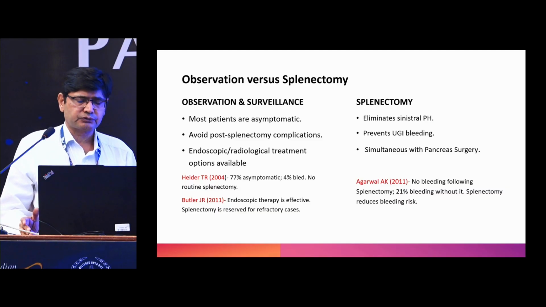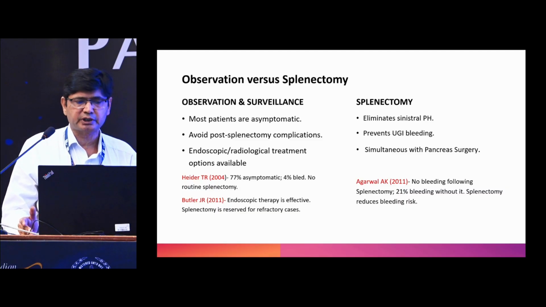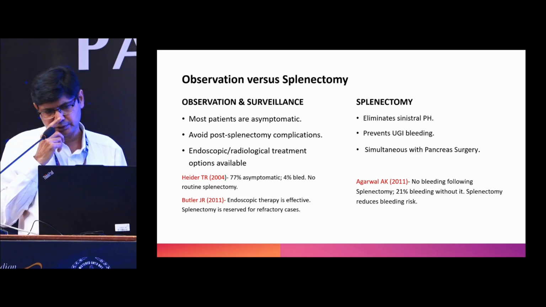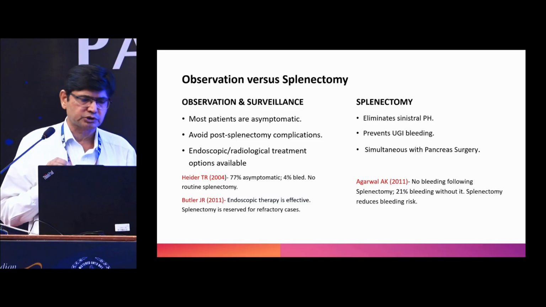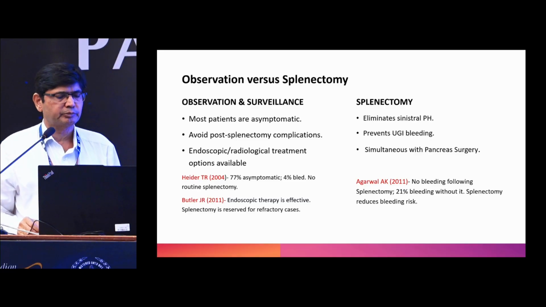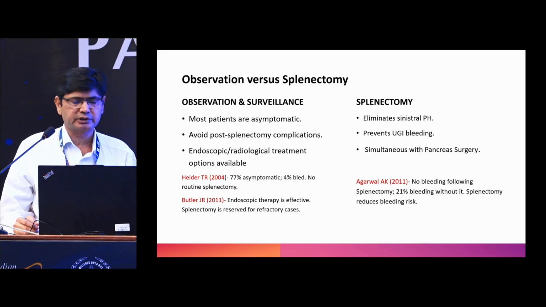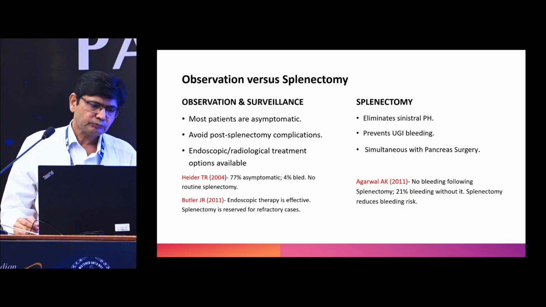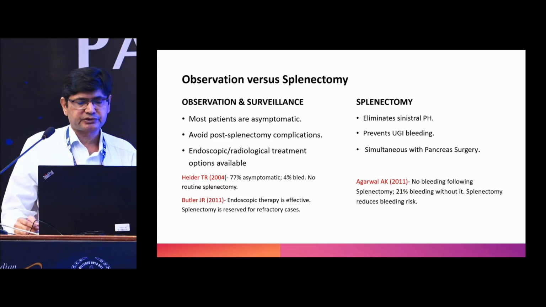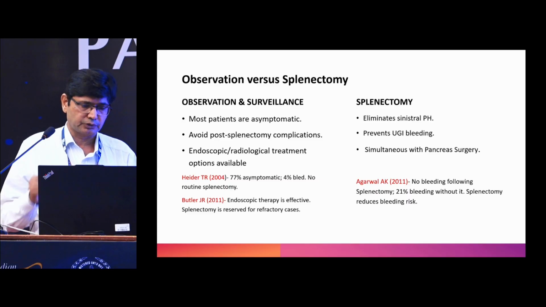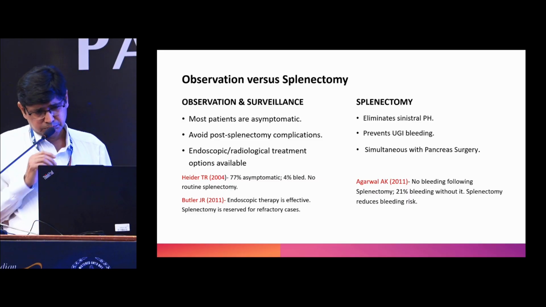Now, what are the factors, and what are the harms and benefits of observation versus splenectomy. In observation, we can avoid unnecessary splenectomy and post-splenectomy complications, as most of these patients are asymptomatic as per literature. And various non-surgical modalities like endoscopic and radiological interventions are available, which have the best outcomes, and can manage complications caused by the splenic vein thrombosis.